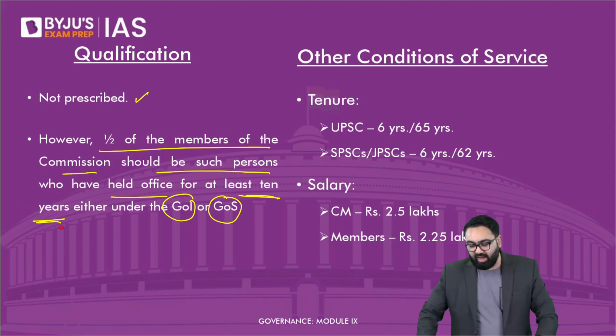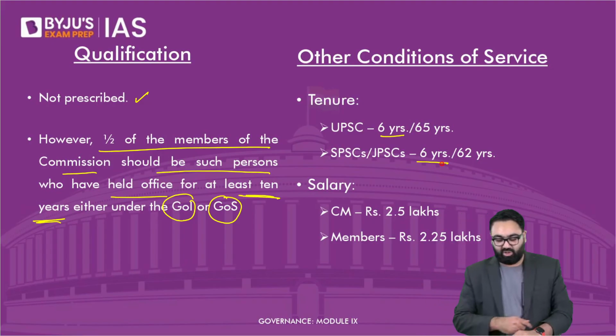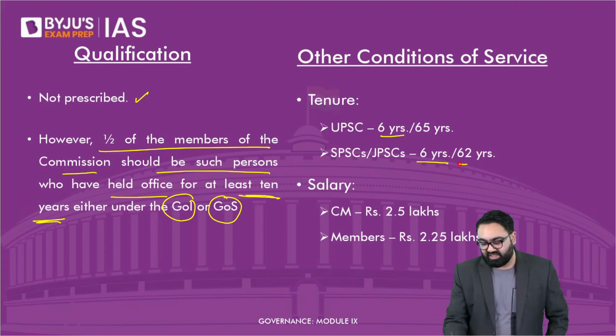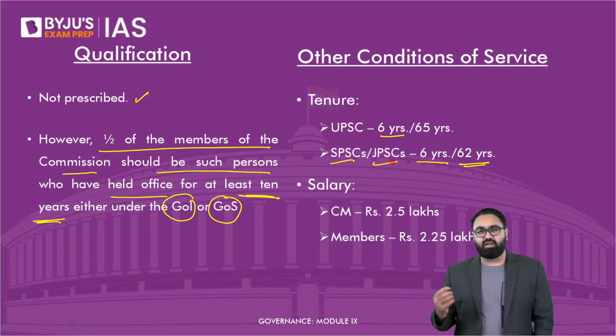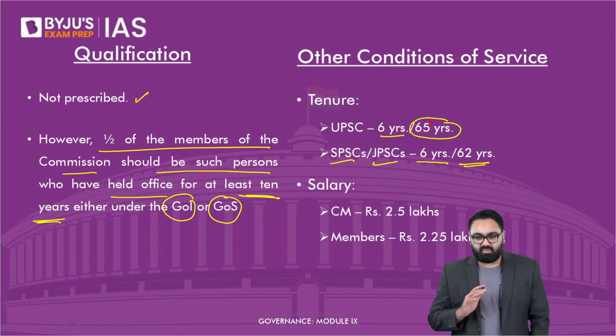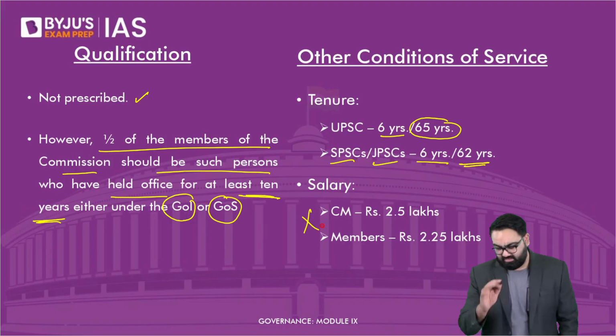On the other hand, what about the tenure? What about the age of retirement? All of them have a tenure of 6 years. So UPSC and State PSC, the tenure is 6 years. The retirement age, however, is different. At the state level, the retirement age is 62. State and JPSC, both of these, the retirement age is 62. At the center level, for the UPSC chairperson or member, the retirement age is 65. Again, the tenure is the same. The retirement age is different. You don't need to remember the salary as such. Not that important.